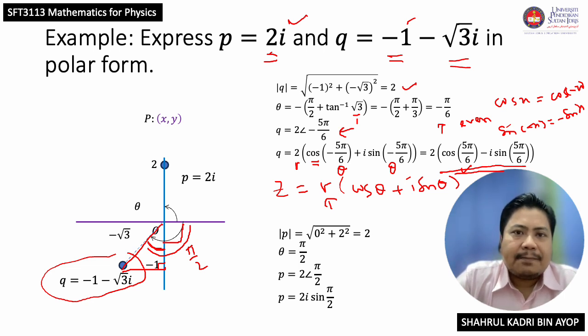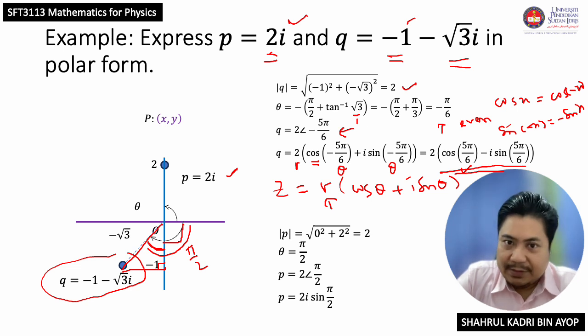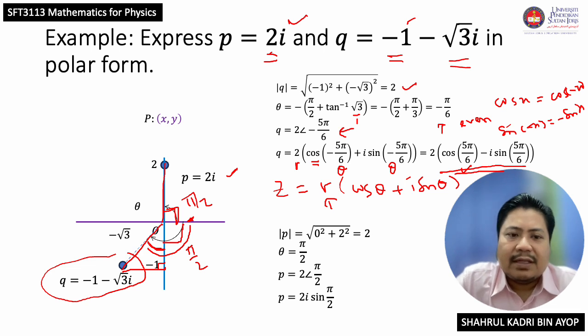Alright, for the second number, which is p equal to 2i, in the standard calculation you can find the modulus as the square root of 0 squared plus 2 squared, because you don't have a real part. You only have an imaginary part, so the modulus is 2, because the distance is just 2. You also do not need to calculate the argument because it is already known to be 90 degrees, or pi over 2. So you don't have a cos part, you only have a sine part, which you can write as 2i sine pi over 2.